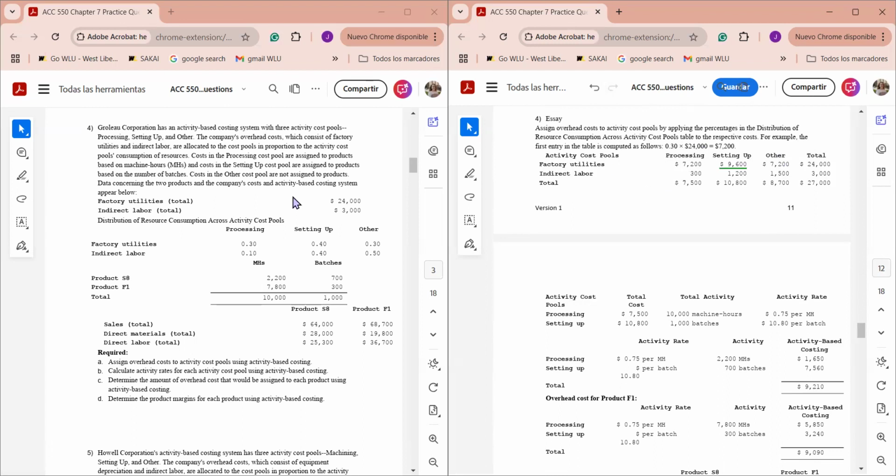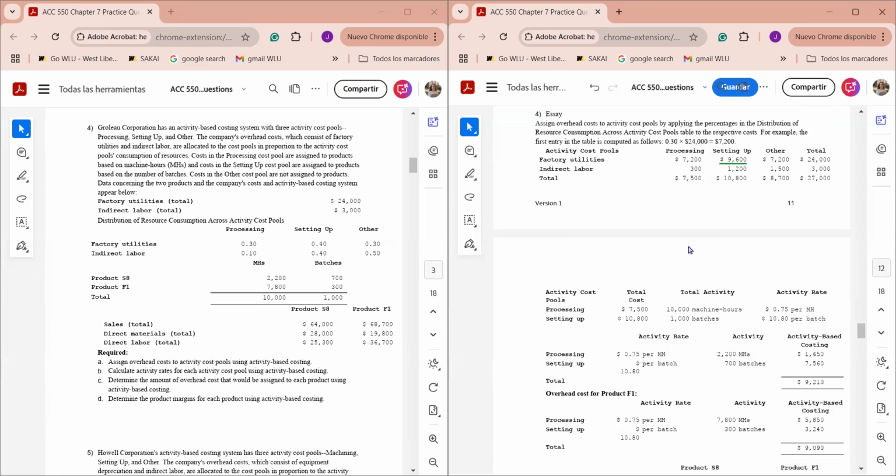Then our second step is to take our indirect labor total and identify our percentages for processing, setting up, and other for indirect labor. So it's going to be 30% times our total of indirect labor, and so on. Whatever you get, you sum them up, and that's going to be your total for indirect labor. Then to get our totals for processing, setting up, and other, you just sum these two: this number here, then this number here, and this number here. That's it. That's our first question answered.